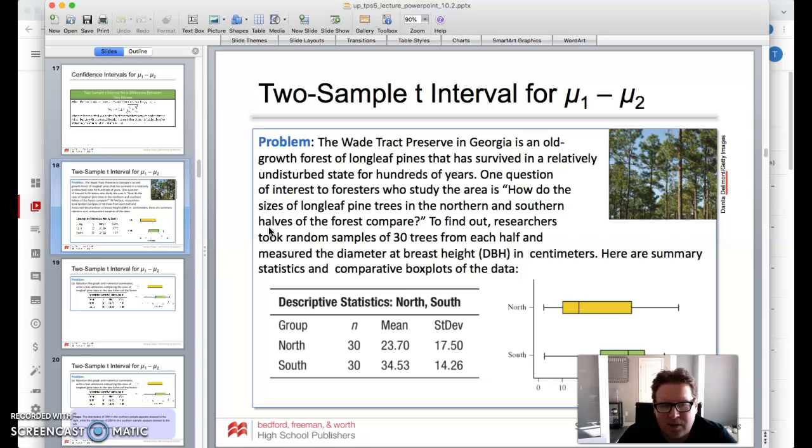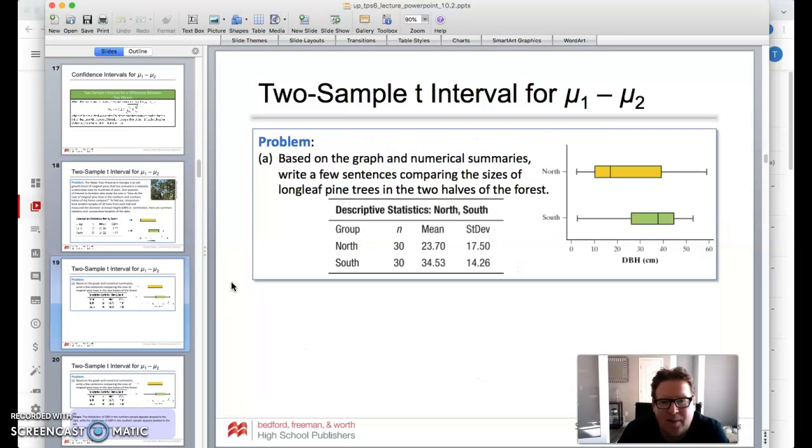Here are the summary statistics. So we have the north and south, with samples of 30 of each. Here's the mean and standard deviation. We also have our box plot over here. That's a good graph that we can use to take a look. So based on the graph and numerical summaries, write a few sentences comparing the size of the longleaf pine trees in the two halves of the forest.